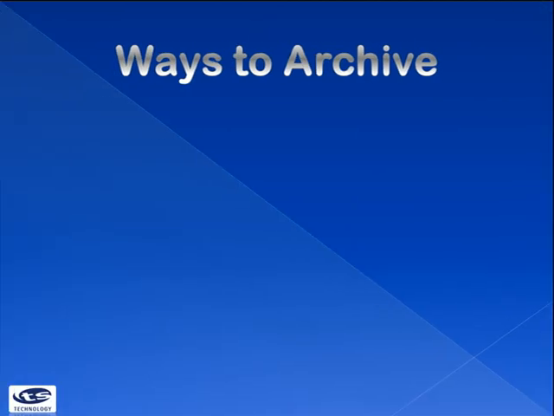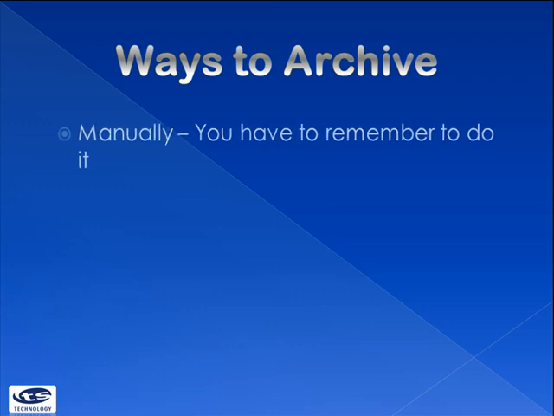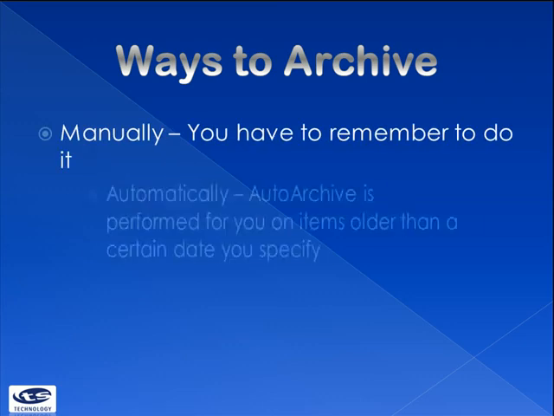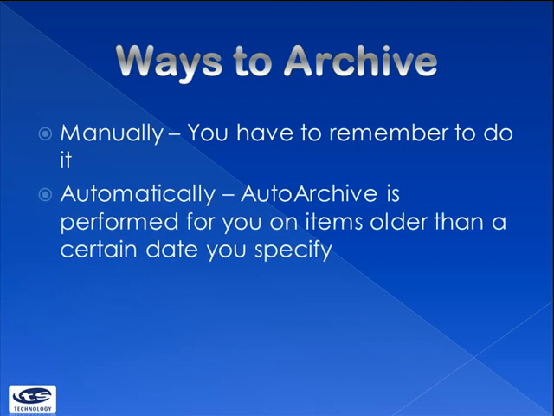There are two ways to archive: the manual way, where you perform the steps every so often when you remember, and then there's the auto archive. Auto archive automatically moves items older than a specific date to the archive folder for you. Auto archive is a great tool to maintain your PC storage space efficiently, and at the same time, you do not have to remember to perform the steps. Let's get started on the how-to section of this video.